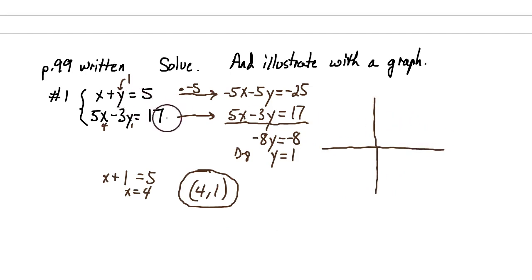Let's graph the first equation, which is x plus y equals 5. One way to graph that equation is by finding its intercepts. When y is 0, the x has to be 5. So the x-intercept is 5. 1, 2, 3, 4, 5. Now let's find the y-intercept. When x is 0, the y has to be 5. So the y-intercept is 5. 1, 2, 3, 4, 5. The first equation has this diagonal line as its graph.